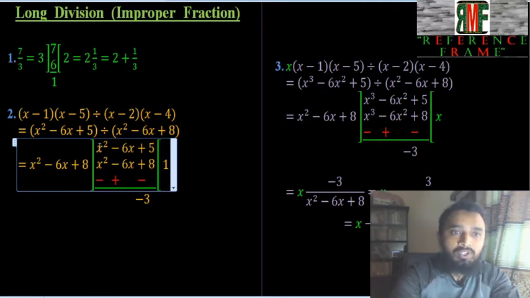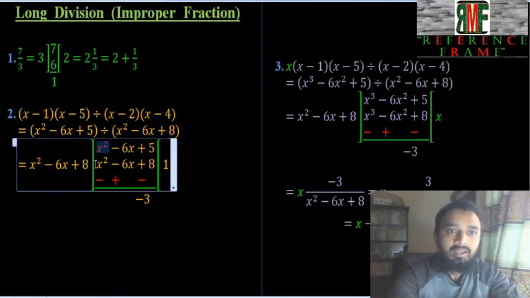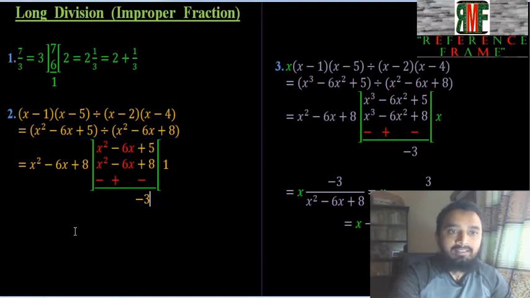So look, this portion, this x squared, I'm going to write them in red. This x squared and this x squared omit each other since they are with opposite sign. Similarly, minus 6x and here plus 6x also omit each other. So ultimately we have a remainder, this portion, minus 3.